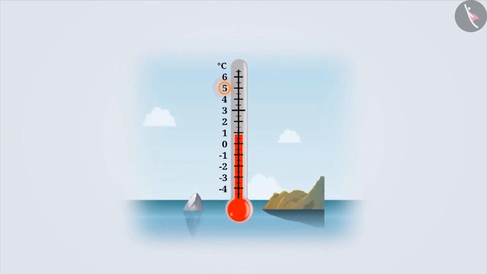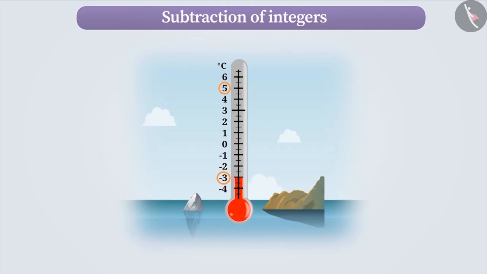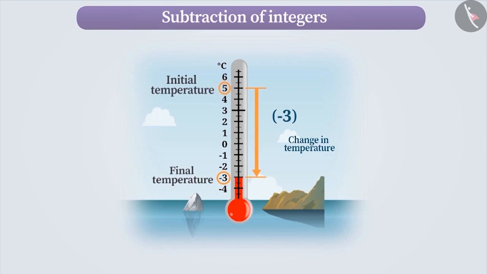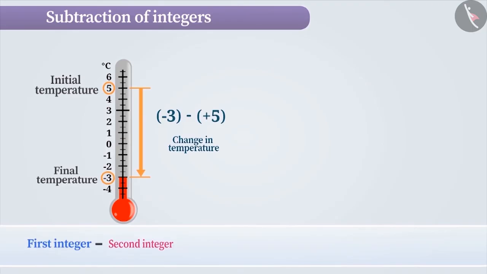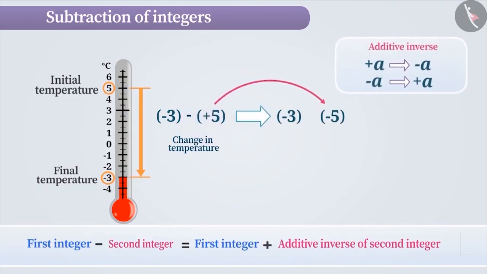Suppose the temperature decreases from +5 degrees centigrade to -3 degrees centigrade. Find out the change in temperature. How? Well, in order to do so, we need to subtract the final temperature -3 degrees from the initial temperature of +5 degrees. Whenever we subtract one integer from another, we add the additive inverse of the integer being subtracted to the first integer. In this case, if we want to subtract +5 from -3, then we add to -3 the additive inverse of +5. That is, we add -5. And we've already learned how to add integers. Here, the addition of -3 + -5 is -8.